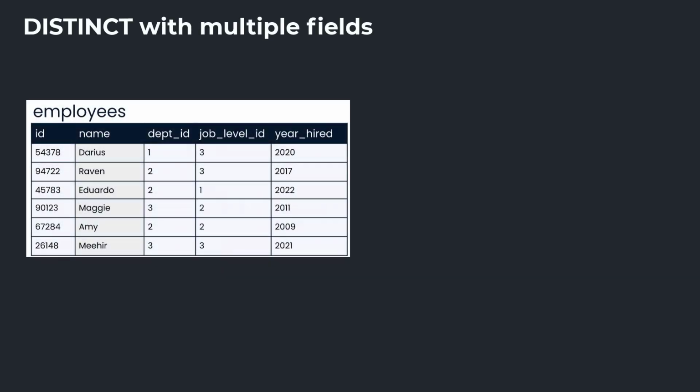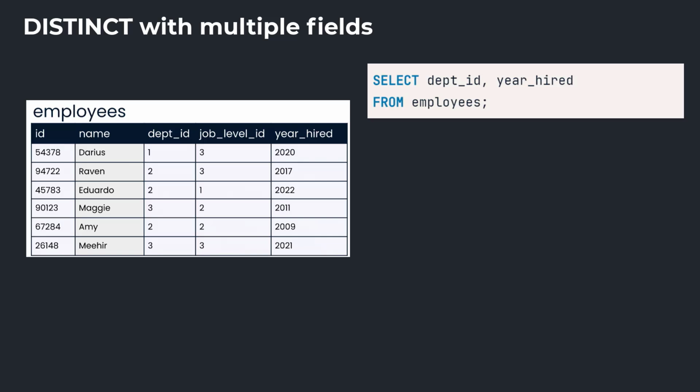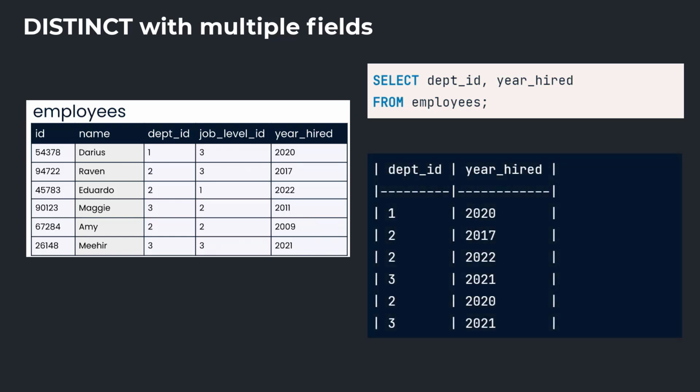It's possible to return the unique combinations of multiple field values by listing multiple fields after the distinct keyword. Take a look at the employees table. Perhaps we'd like to know the years that different departments hired employees. We could use this SQL query to look at this information, selecting the Dept ID and year hired from the employees table. Looking at the results, we see that Department 3 hired 2 employees in 2021.